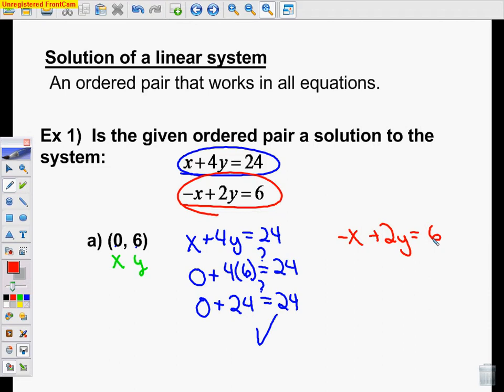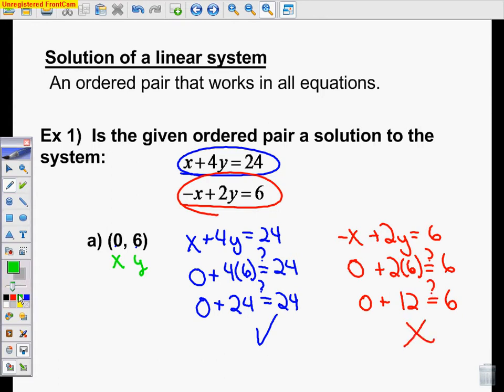So the opposite of 0 is 0, plus 2y, y is 6 still. We want to know, does that equal 6? Well, 2 times 6 is 12. Is 0 plus 12 equal to 6? No. So is (0, 6) a solution to this linear system? No, it's not, because it didn't work. That ordered pair didn't work in both equations.